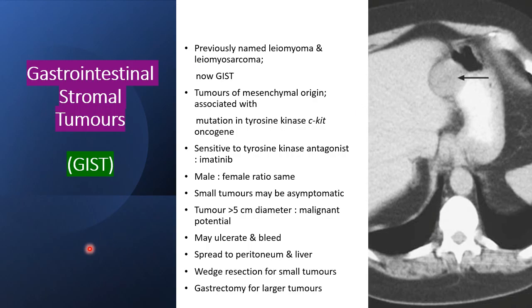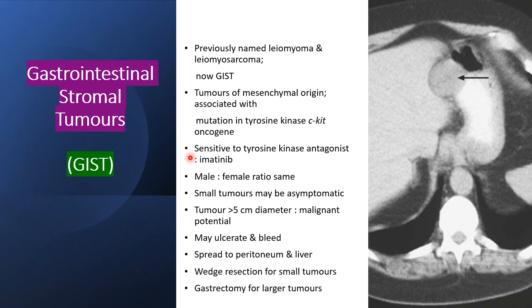Next, I'll briefly go through a few important tumors other than adenocarcinoma. First is known as the GIST, or gastrointestinal stromal tumors. Previously, they used to be called leiomyoma and leiomyosarcoma. These are tumors of mesenchymal origin associated with an oncogene mutation in tyrosine kinase c-KIT.